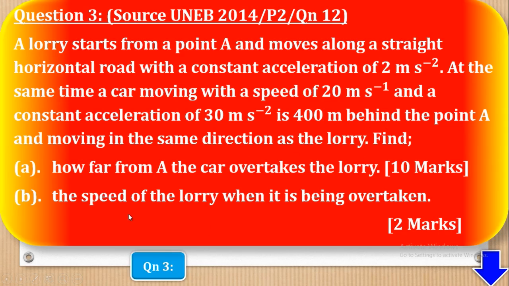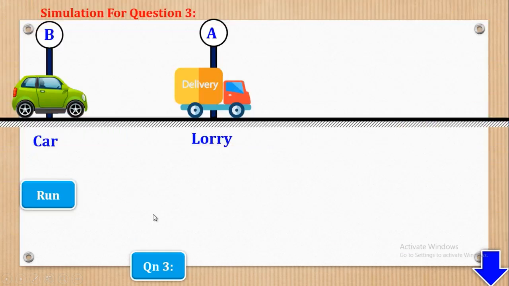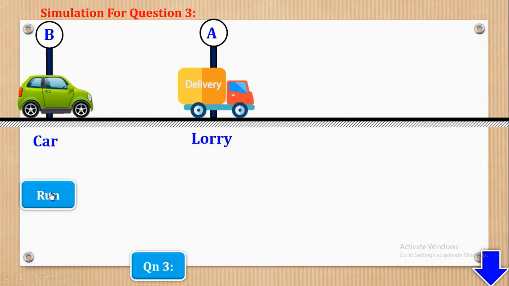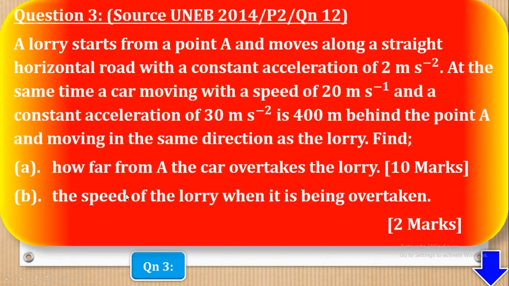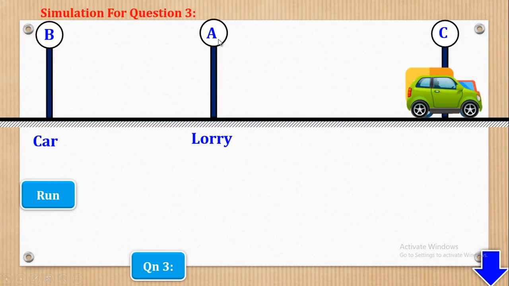Okay, so they want how far from A the car overtakes the lorry. Now when we run our simulation, we shall realize that at a certain point, the car will overtake the lorry, as you can see. So let that point be point C. In the question, what they want is the distance from point A to the point where the car overtakes the lorry. In other words, they want the distance from A to C.